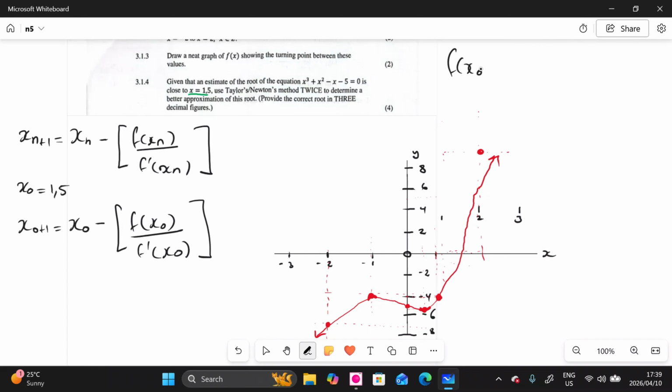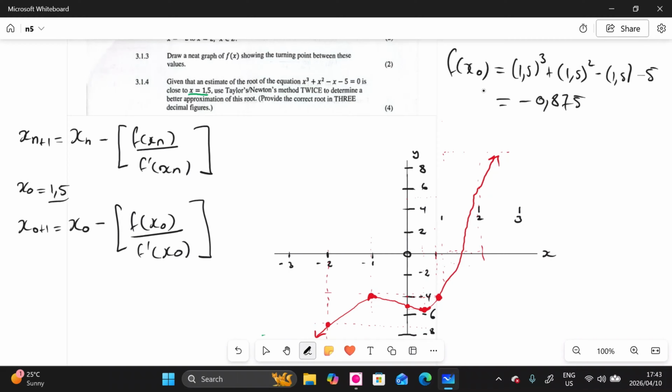f of x0 is going to be, we're going to take the original equation and substitute our x0, which is 1,5. So let's do it. We have 1,5 cubed plus, wherever there is x, we're going to put 1,5, guys. 1,5 squared minus 1,5 minus 5. You put this on your calculator, whatever you get there is going to be your f of x0. So when you put this on a calculator, our answer is going to be negative 0.875. This is our f of x0.